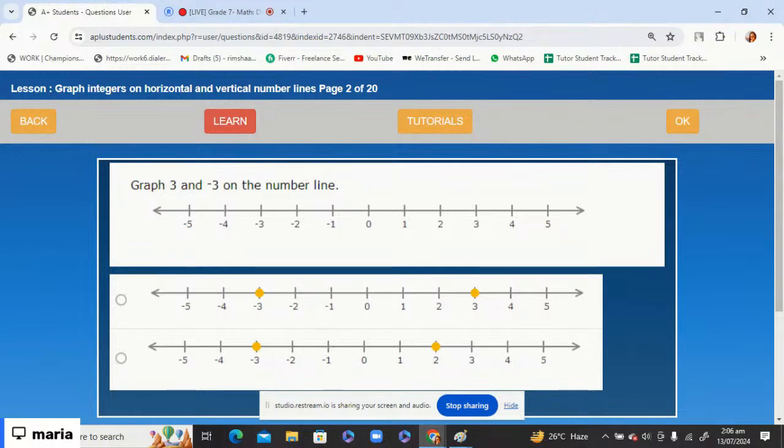Now let's do 3 and negative 3 on the number line. Tell me, where do 3 and negative 3 lie? When we see the first one, it's negative 3 and positive 3. But when we see the second one, it's negative 3 and 2. So this is not the answer. The answer is negative 3 and positive 3, because positive 3 is on the right side from the 0, and negative 3 lies on the left side from the 0.